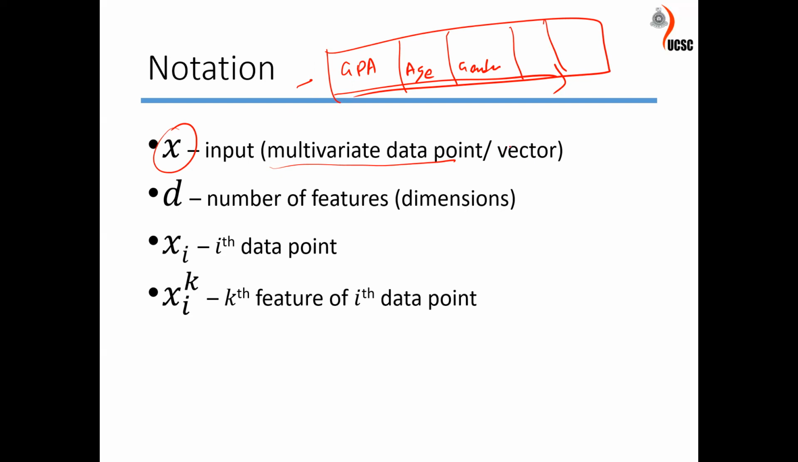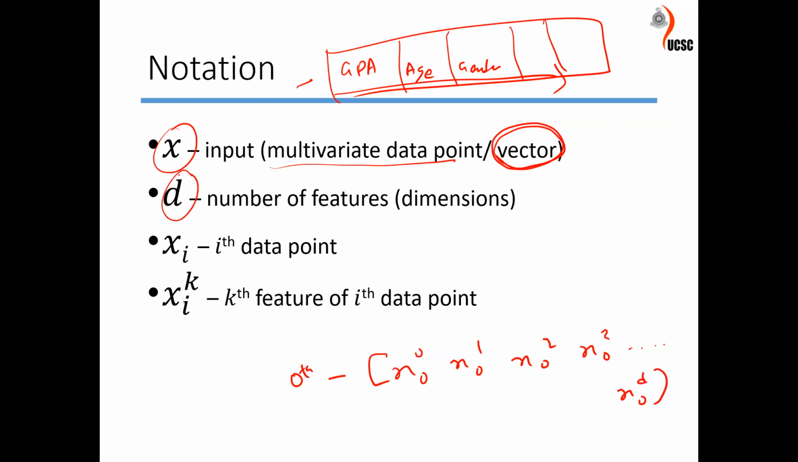Previously, it was kind of one value, but now we can consider it as a vector. Vector means something like this. Suppose we consider our 0th data point. It's something like x00, x01, x02, x03, and so on, up until x0d. In this case, we consider the number of features, or dimensions. So xi basically means the ith data point.